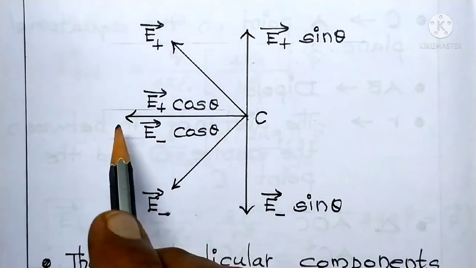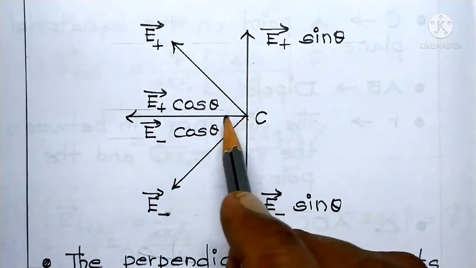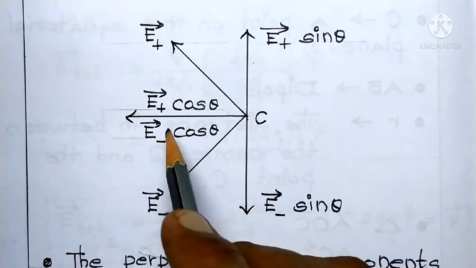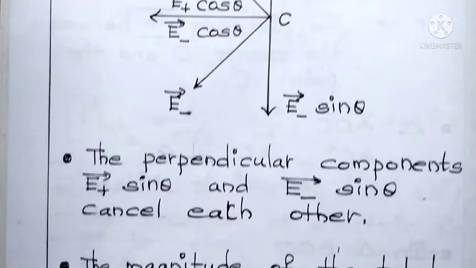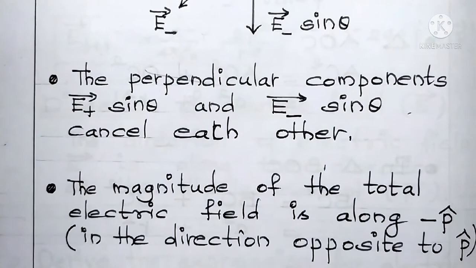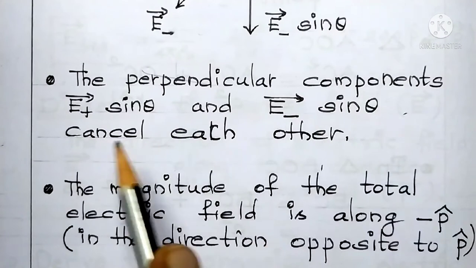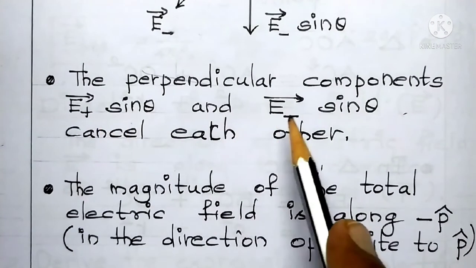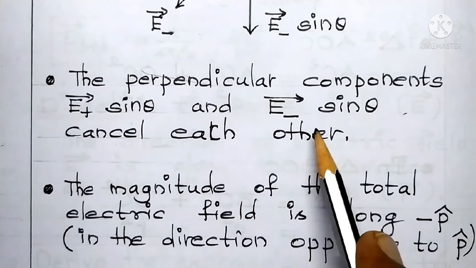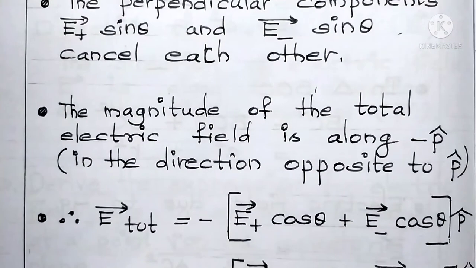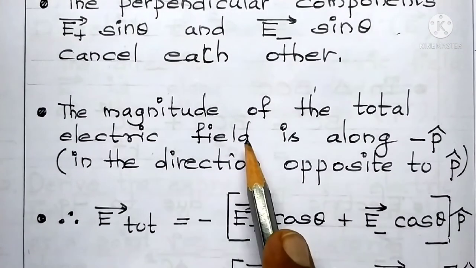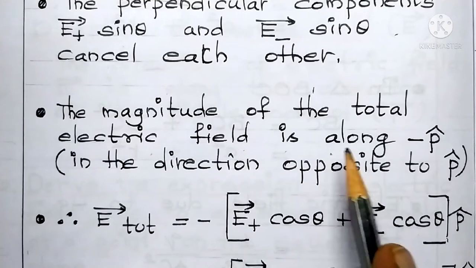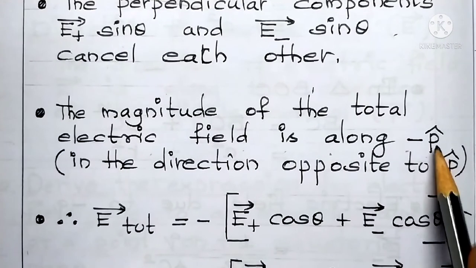And what about these two vectors? They are along the same direction, so they get added up. The perpendicular components E plus sin theta and E minus sin theta cancel each other. The magnitude of the total electric field is along minus p cap.